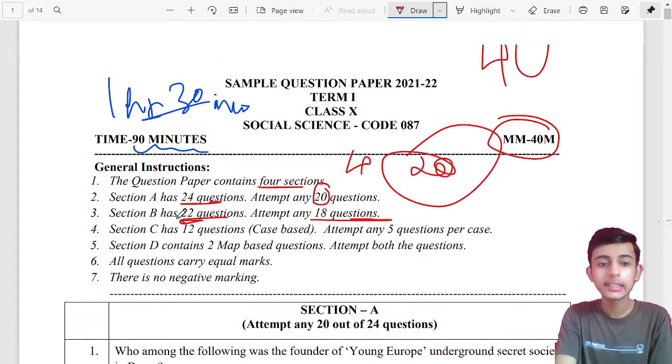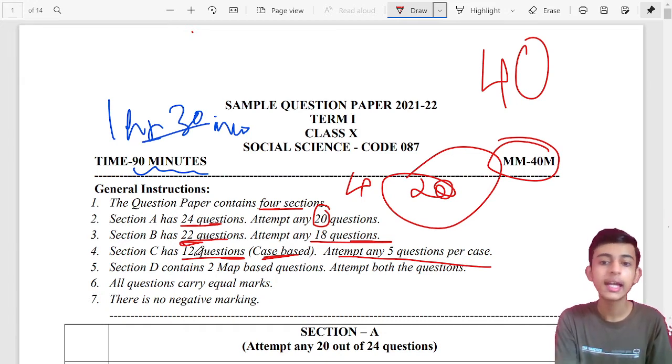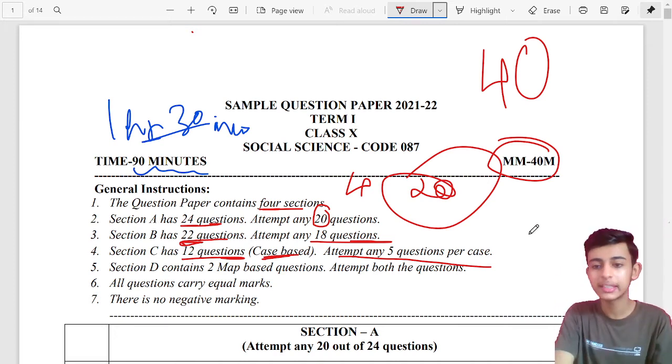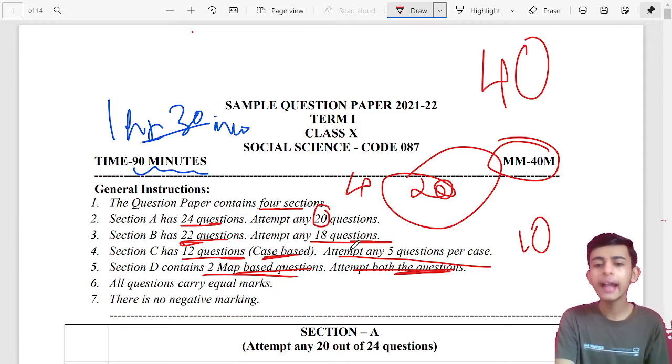Now section C has 12 questions which are case based. Attempt any 5 questions per case. I guess in case 1 there were 6 questions, in case 2 there were 6 questions, and you have to attempt 5 each. It means 10 questions. Section D contains 2 map based questions. Attempt both the questions.